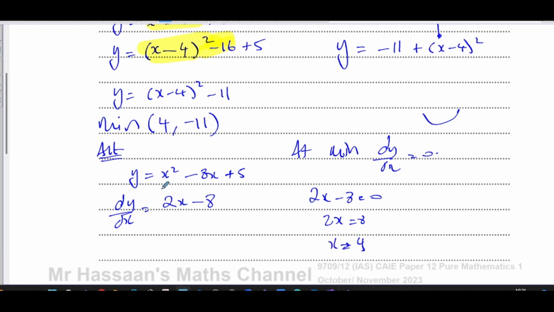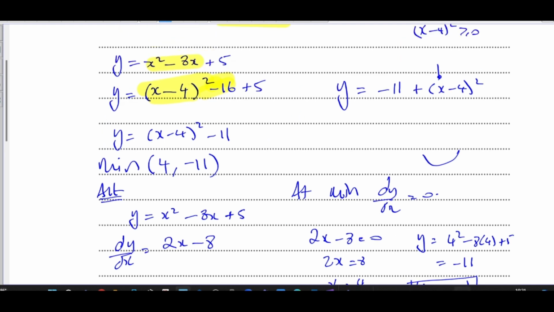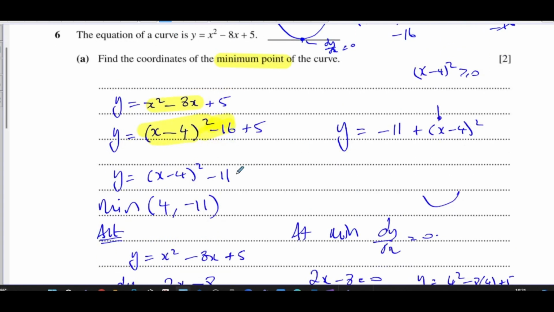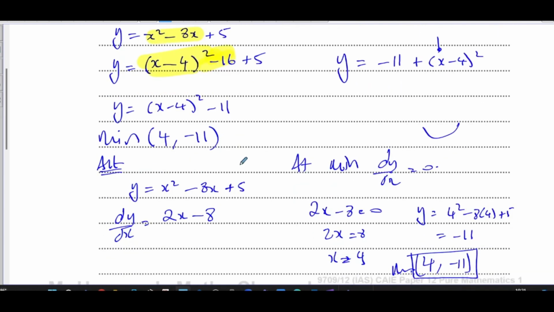To find the y coordinate, we put it back into here. So y equals 4 squared minus 8 times 4 plus 5. That's 16 minus 32, that's negative 16, plus 5, negative 11. So that's why (4, negative 11) is the coordinates of the vertex, of the minimum point. Okay, so there's two alternative ways to find the coordinates of the minimum point of the curve. I personally would prefer to use the completing the square method, but both of them are perfectly fine.